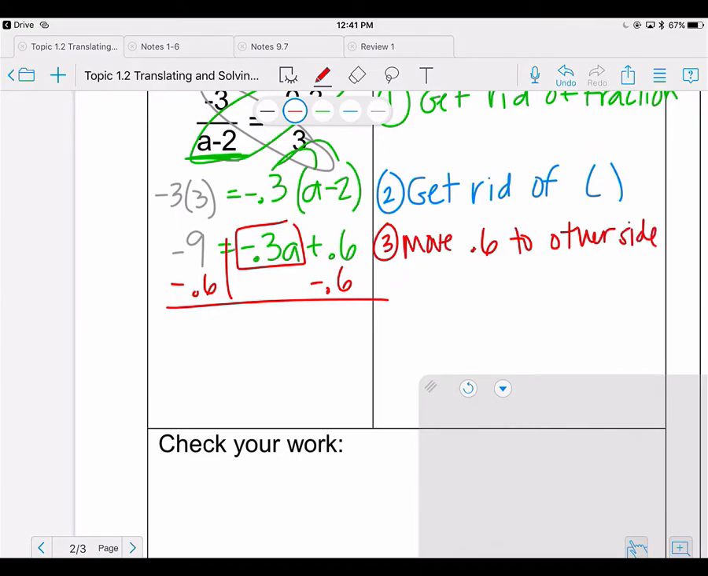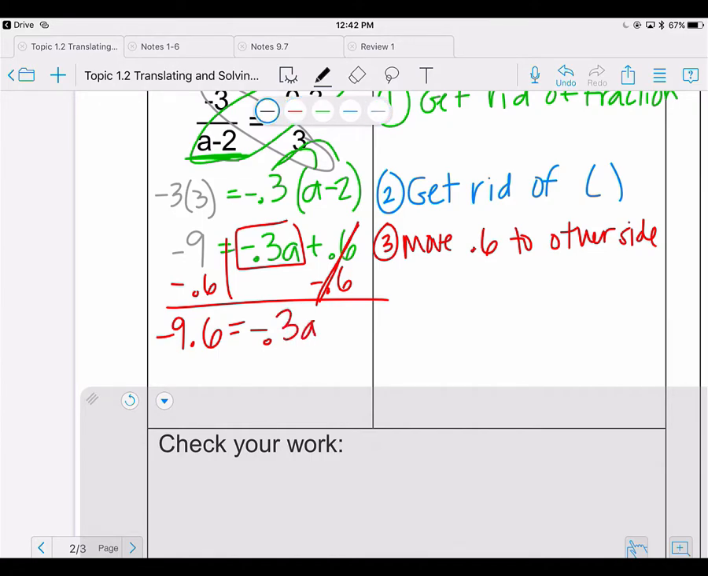You can't just let it disappear, because then you're like a mobster that kills people and they just disappear off the face of the earth. You can't do that. You can move it, you can't make it disappear. When we do the negative 0.6 to both sides, it disappears from the right side, but it pops back up over here. It's like popping up in another country. You can do that. You just can't kill people. Okay. And then our last step is to divide, because we need to get a by itself.